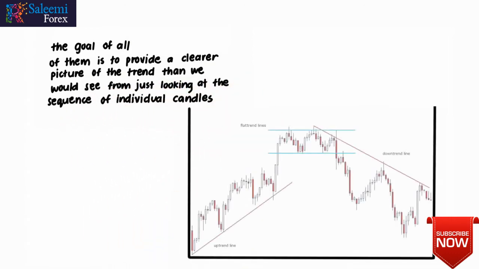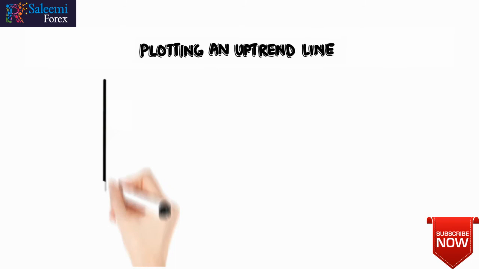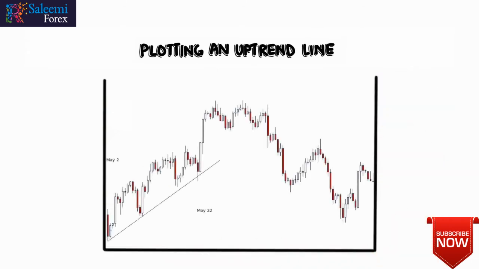1. Single uptrend or downtrend lines. Figure 4.6 provides examples of up and down trend lines in red, flat trend lines in blue. Note the following points. Plotting an uptrend line. An uptrend is a series of higher lows and higher highs, as we see from May 2nd to the 22nd.